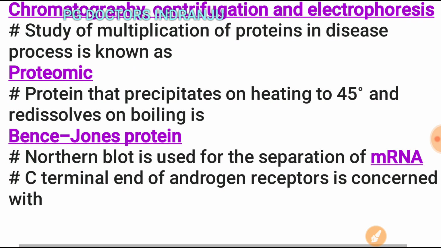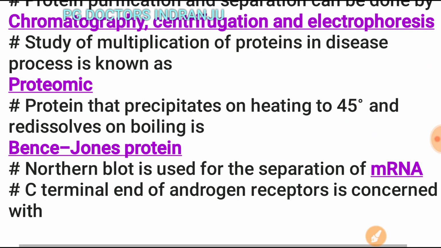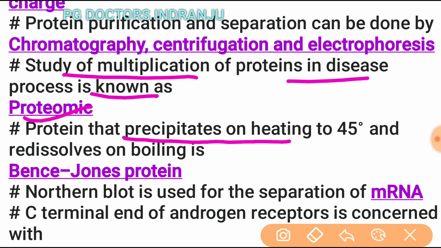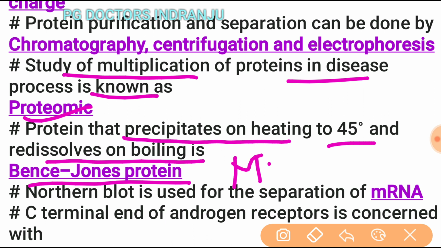Next is the study of the multiplication of proteins in disease, a process known as proteomics. And the protein that precipitates on heating to 45 degrees and resolves on boiling is the Bence-Jones protein. You already know multiple myeloma, in which Bence-Jones protein is found.